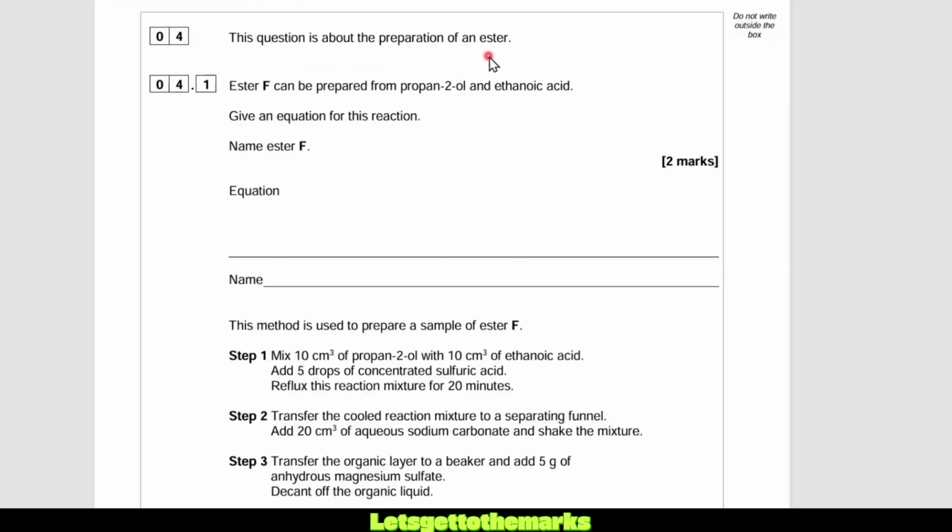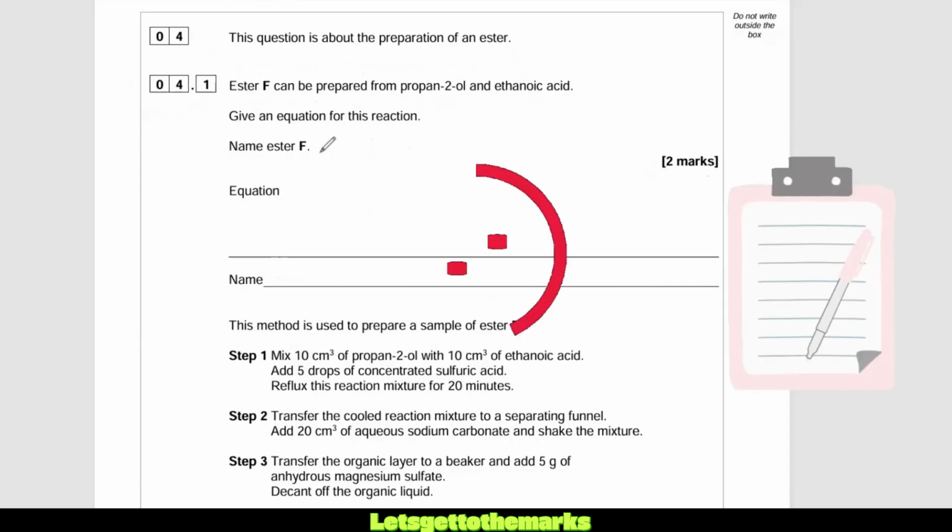Welcome to Let's Get to the Marks. This question is about the preparation of an ester. 4.1 Ester F can be prepared from propan-2-ol and ethanoic acid. Give an equation for this reaction and name ester F. So you write the equation here and you put the name down there. I'll probably name it first, I guess. 2 marks for this one.